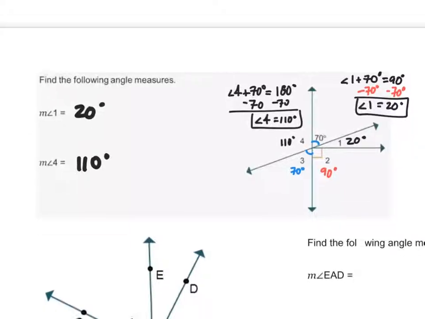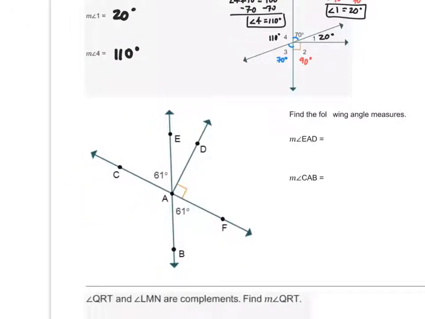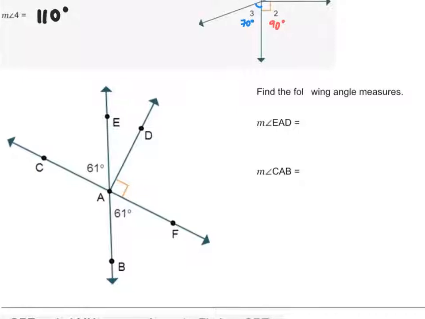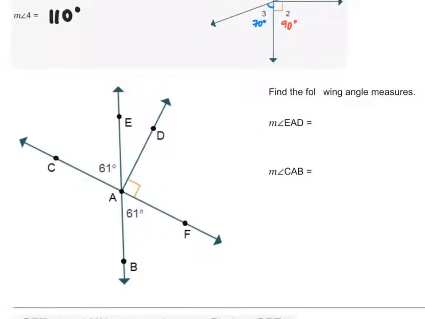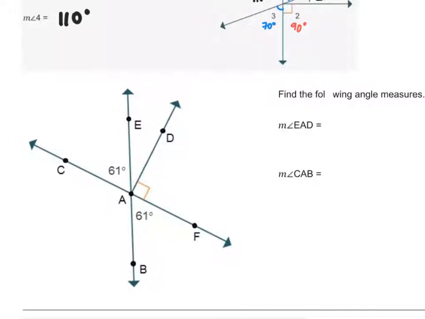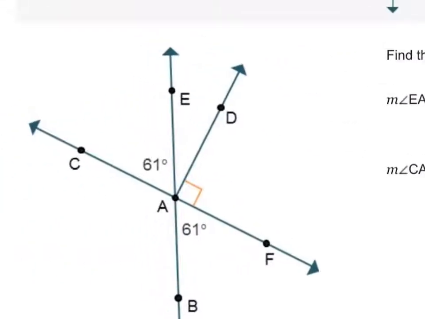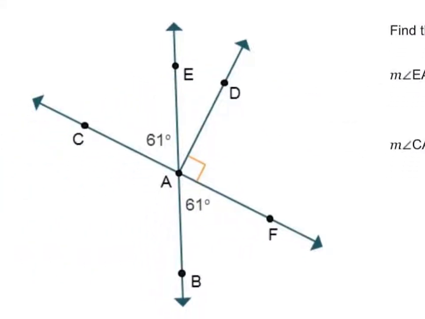All right, so let's continue on. On this one, it says find the following measures. We want to find the measure of angle EAD, this measure here, and then CAB, which is here. All right, so here's what I know, and I think that's all I have to find. That's good. So let's just find all the angle measures.